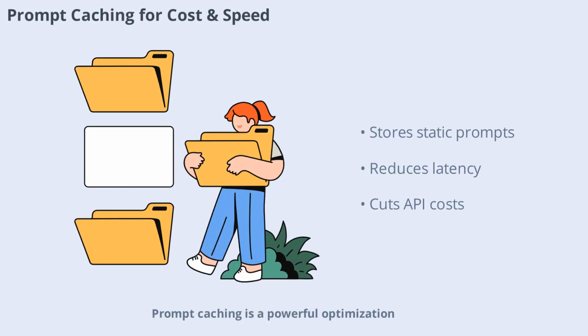Prompt caching is a powerful optimization that stores the key value cache of long static prompt segments in GPU memory. When subsequent API calls use the same prefix, the system skips reprocessing those tokens, slashing latency and costs, sometimes by up to 50%. For instance, a legal compliance app with a massive system prompt can use prompt caching so only new user tokens are processed, saving both time and money on every call.